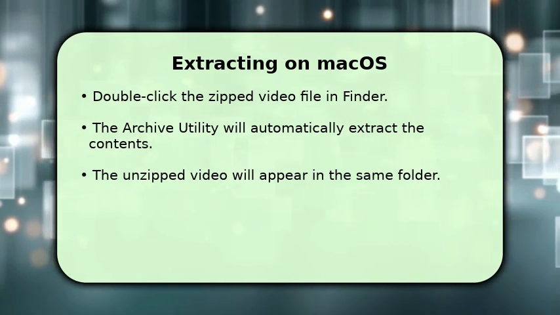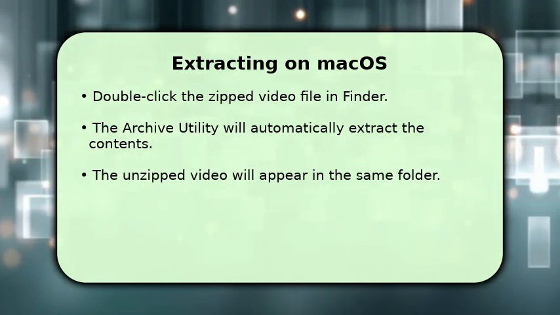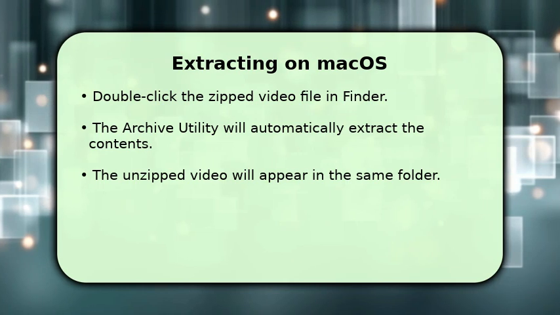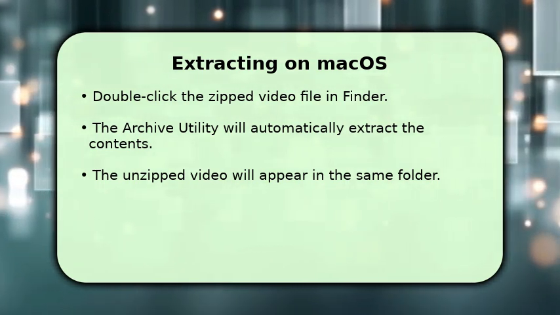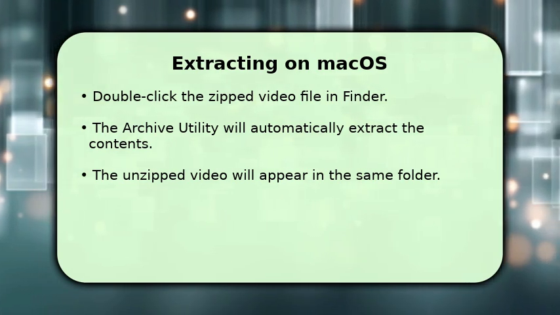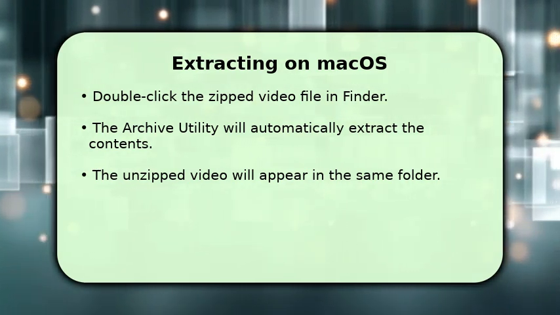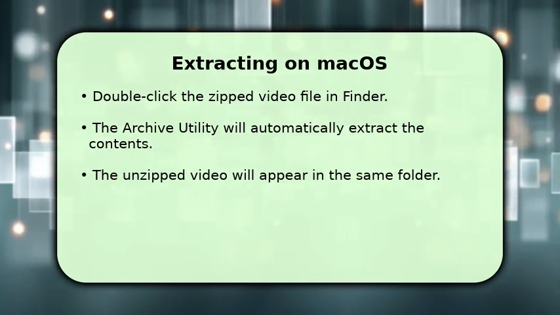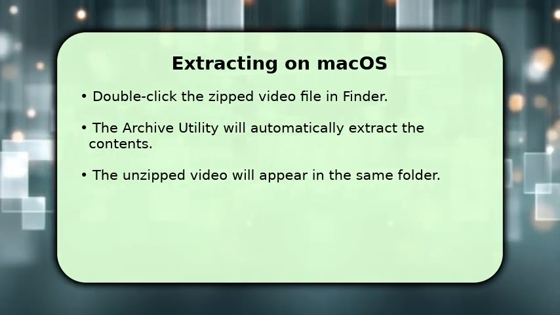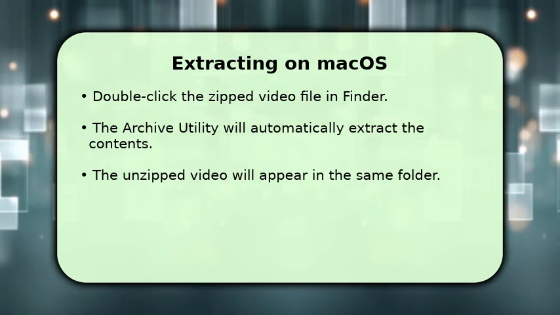Mac users have an even simpler experience. Just double-click the zipped video file in Finder. Mac OS's built-in archive utility will automatically handle the extraction for you. The unzipped video file will then appear in the very same folder as the original zip archive. This usually takes only a moment, and then your video is ready to play without any further steps.